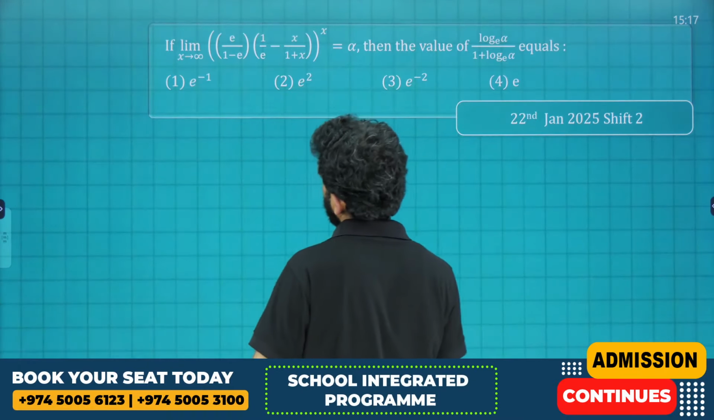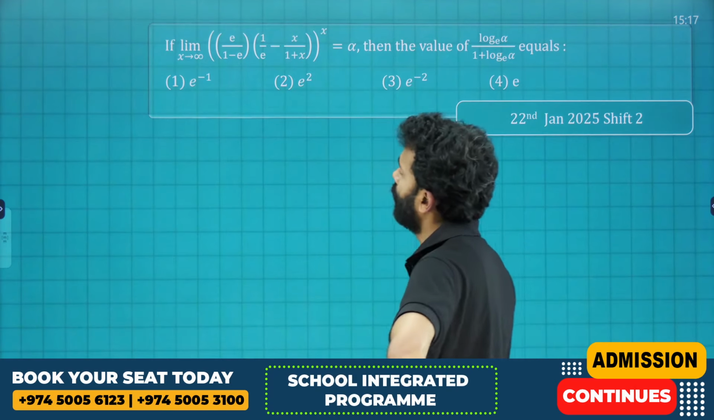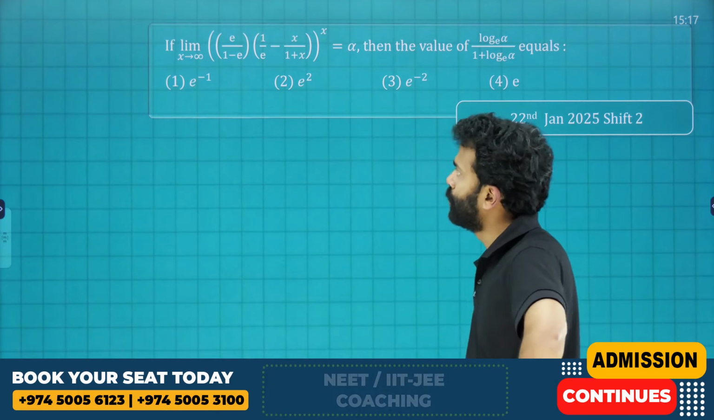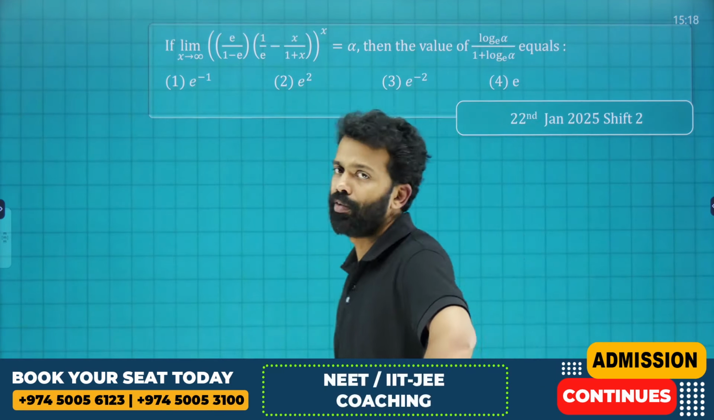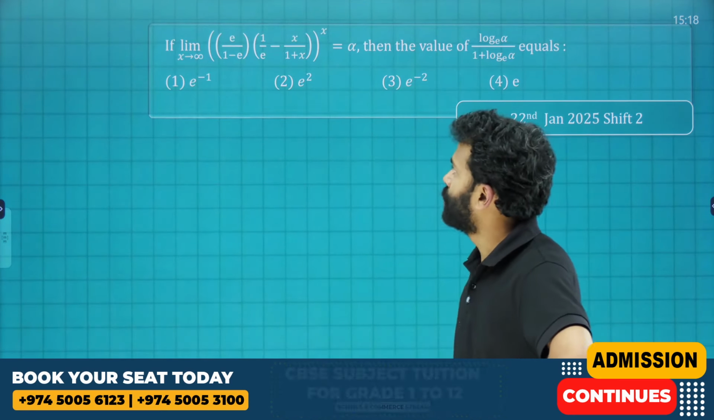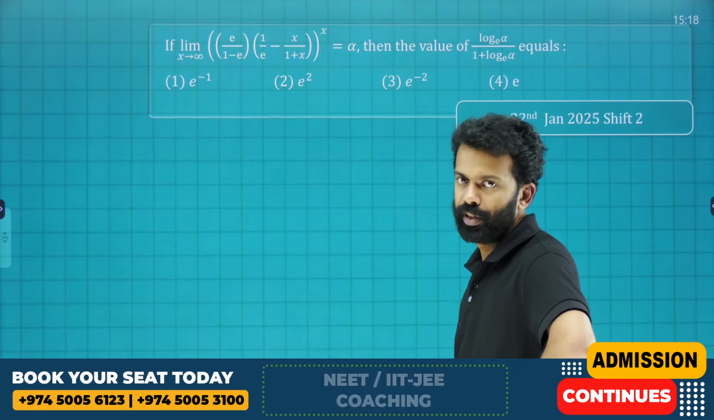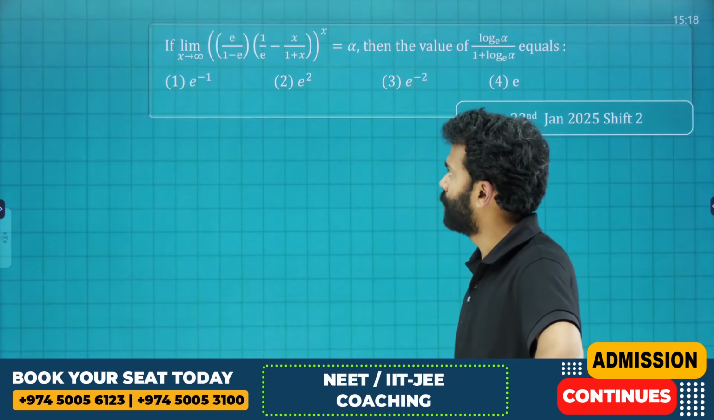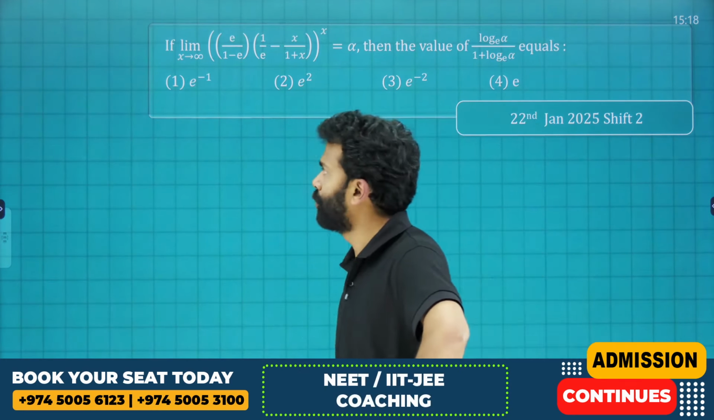Limit x tends to infinity of (e/(1−e) · (1/e − x/(1+x)))^x. So what happens to the base when x is approaching infinity, while the power goes directly towards infinity? What happens to the base? Let's go for that.